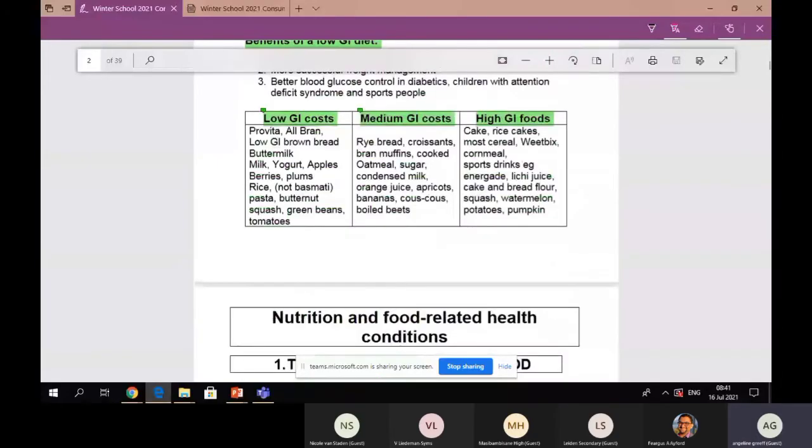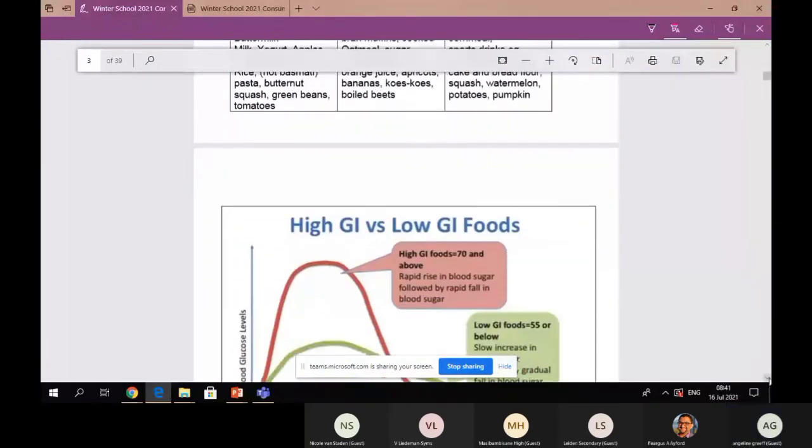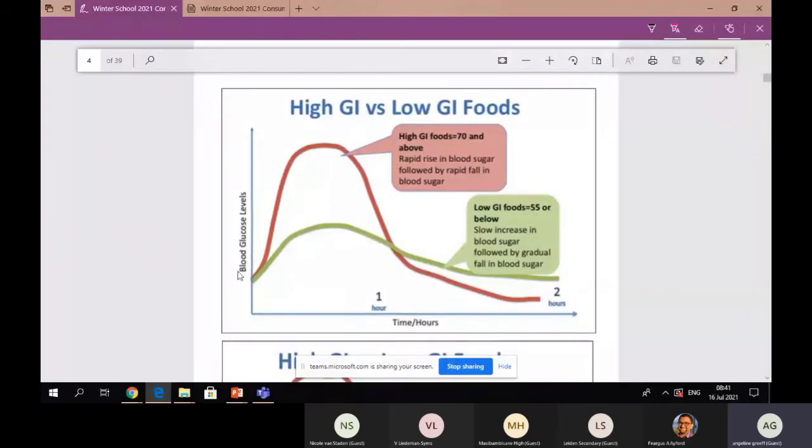Okay, then we just quickly want to have a look at when we can make use of a graph like this one. Here you can see, when we have a look at the X and the Y axis, it looks at the blood glucose levels. Okay, so here we have a look at how the blood glucose levels increase over what period of time. And so we're comparing high GI foods with low GI foods.